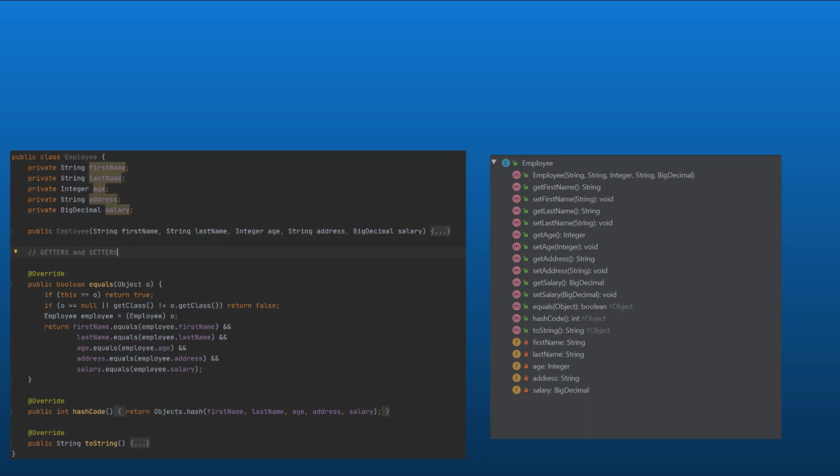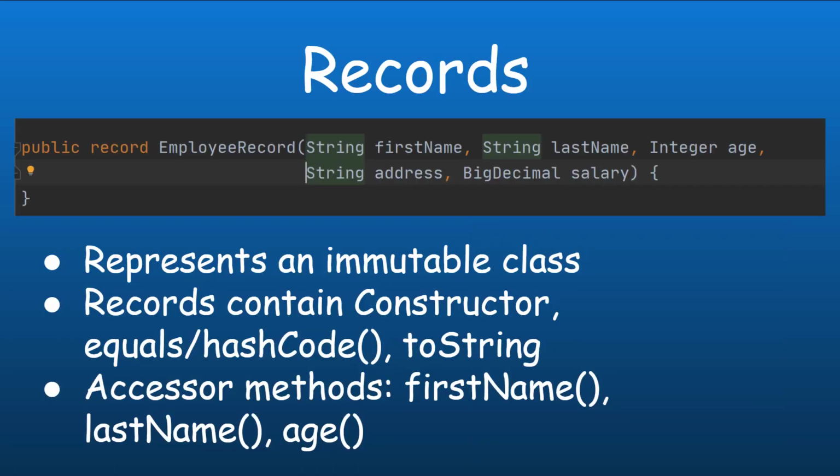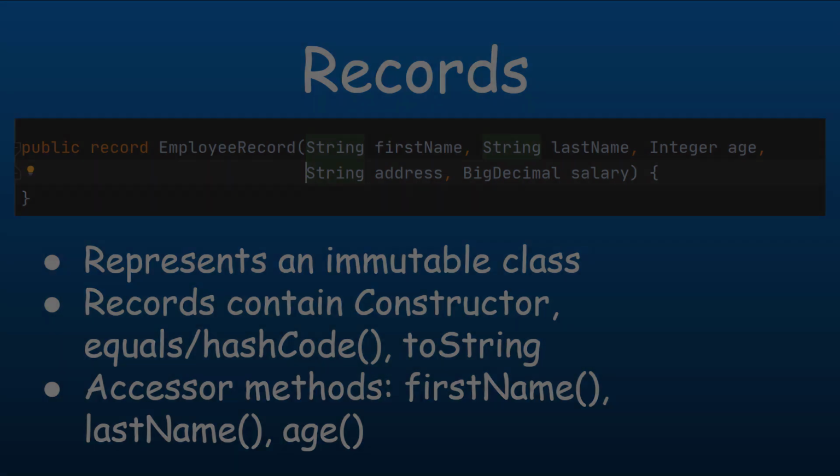In records, we don't have to write any of that boilerplate code. All you need to do is to declare the type as record and declare the needed fields as the arguments. Personally, I like this feature a lot, so let's jump into the code and see how this works.